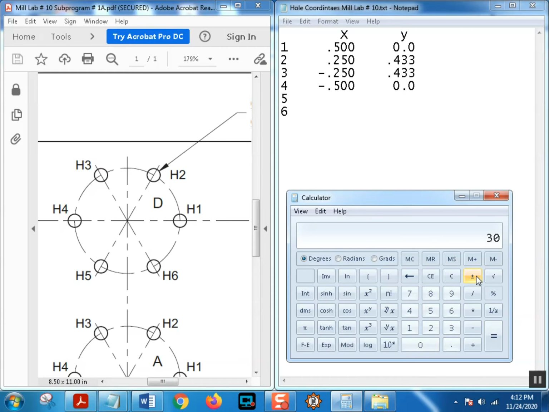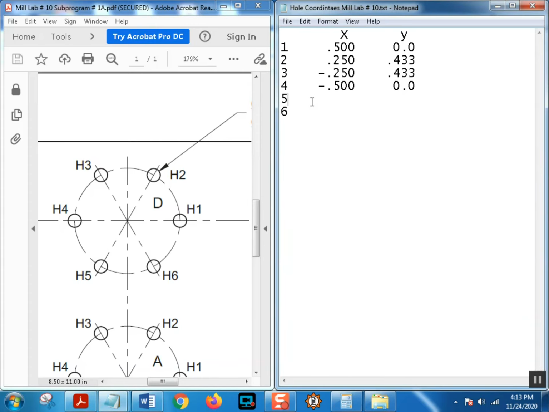Now, so 830, and I'm again multiplied by the radius. Oops, that did not work out right. I didn't hit sine. There. Multiplied by the radius. Anytime you multiply something by 0.5, it's the same as dividing it by 2 if you didn't know that. So, yeah, there we go.